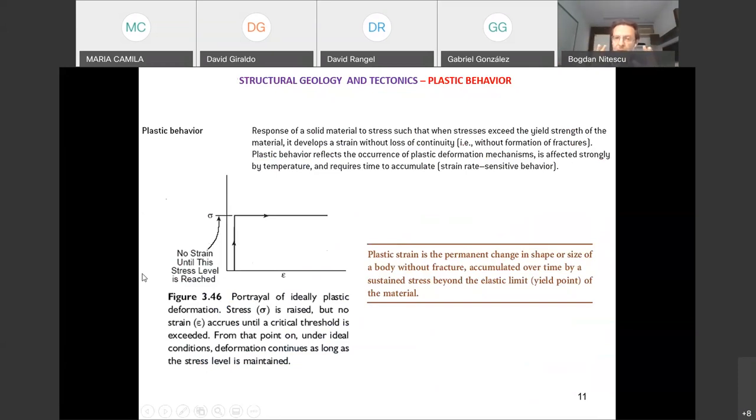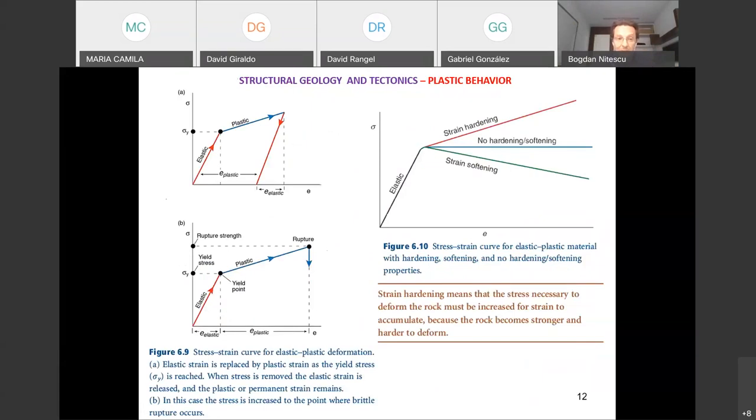Now, the rocks and other materials are very complex. They don't behave just in one way. You have to combine these basic models. So let's look at this. For instance, in this combination, a material behaves elastically up to a certain point, and that point is called the yield stress. So this is elastic deformation. And at a certain level of stress, it starts deforming plastically. It accumulates the strain up to a point when it breaks. It's called the rupture.